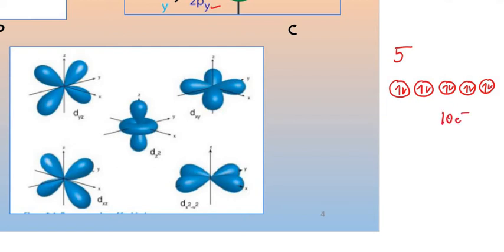So these 5 orbitals, let us discuss these 5 orbitals. The first one I call dxy, right? And after that I want to go with dyz and dxz and dz square, and here this is dx square minus y square.